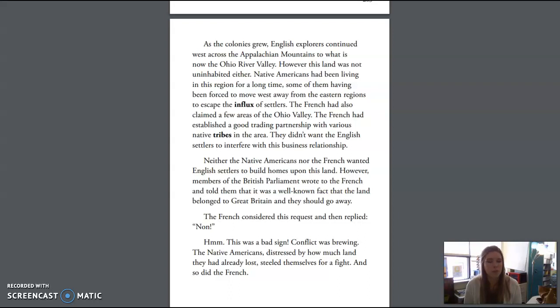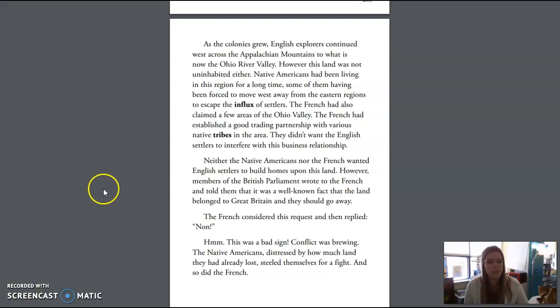The French had established a good trading partnership with various native tribes in the area. They didn't want the English settlers to interfere with this business relationship. Neither the Native Americans nor the French wanted English settlers to build homes upon this land. However, members of the British Parliament wrote to the French and told them that it was a well-known fact that the land belonged to Great Britain and they should go away.